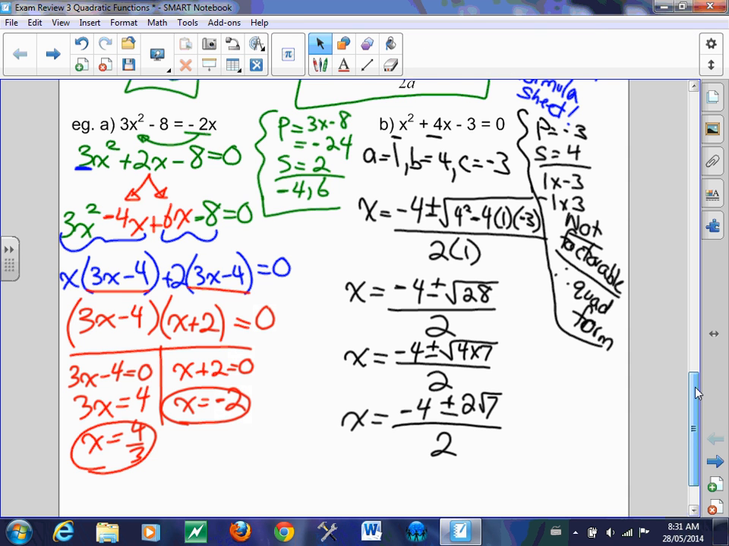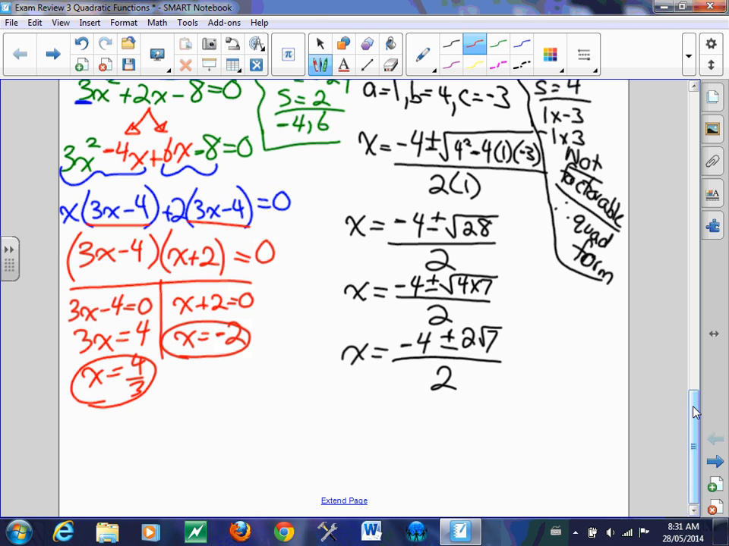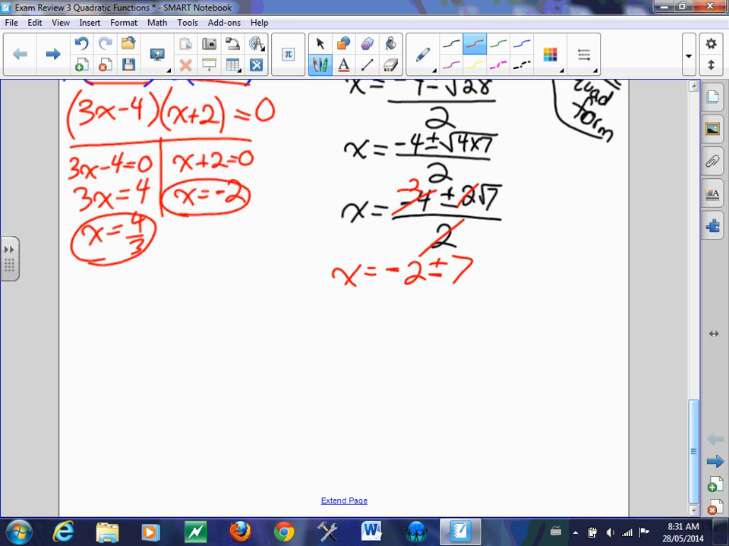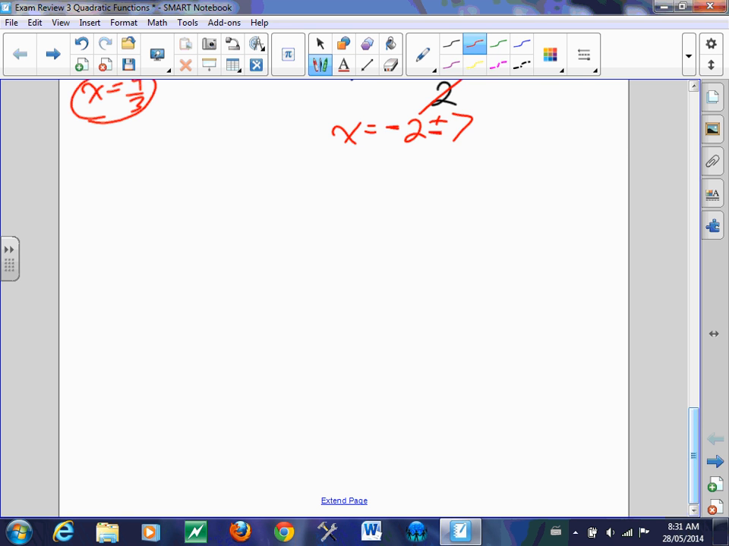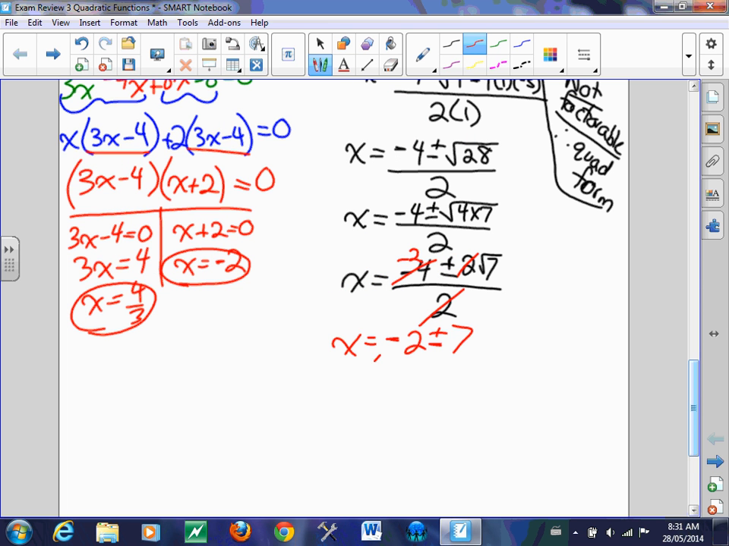Notice here, folks, I could now cancel because 2 goes into 2 once and in there negative 2 times. So x equals negative 2 plus or minus 7. Now that it's simplified, which would be your full marks, now you can break it into its 2 parts. So either x equals negative 2 plus 7.